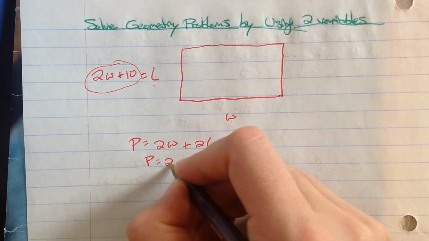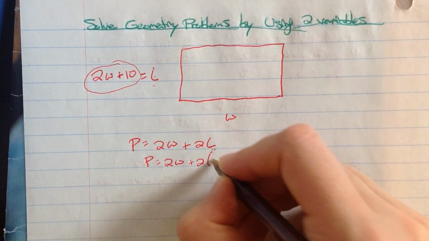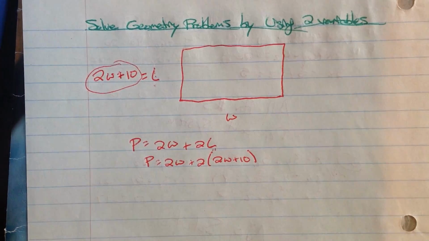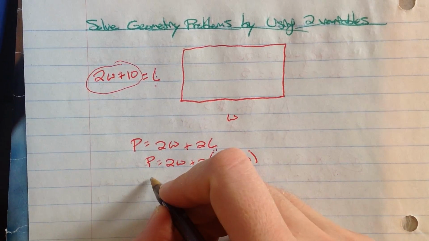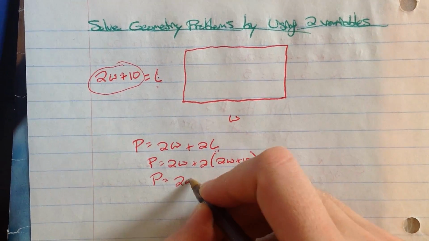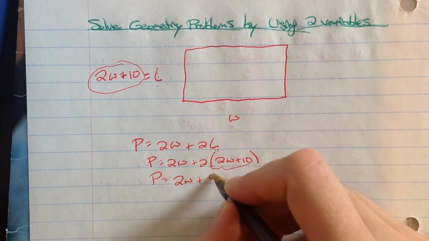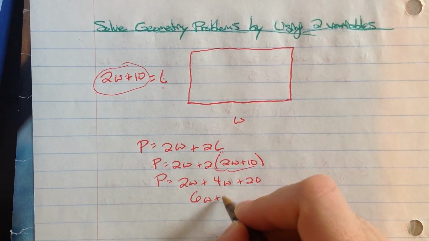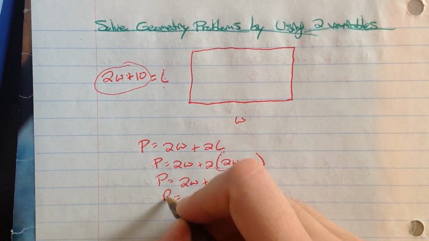So we get 2w plus 2 times (2w plus 10). Instead of L, we're going to write this because that's what L equals. That's what the length equals. So perimeter is equal to 2w plus, distributing through, 4w plus 20. So 6w plus 20 is equal to the perimeter.